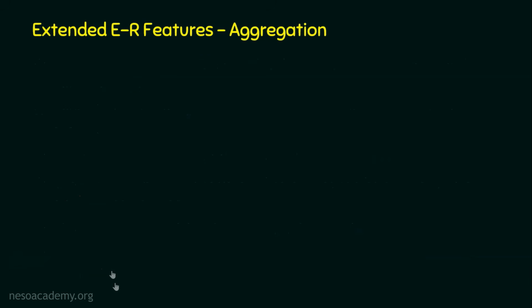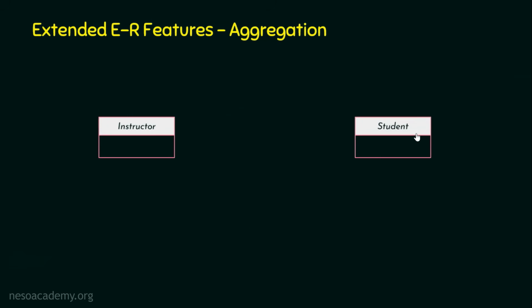Let's see an example. Let's bring in the entities. We have instructor entity, we have student entity, we have a relationship between this instructor and student entity, which is the project guide.